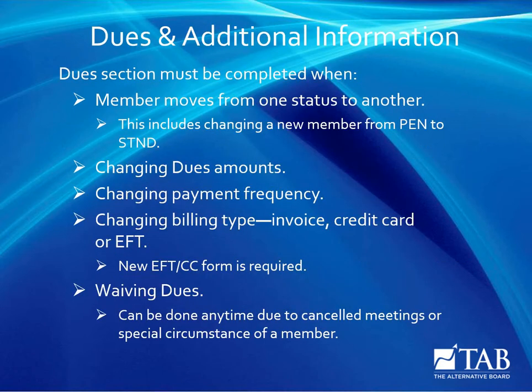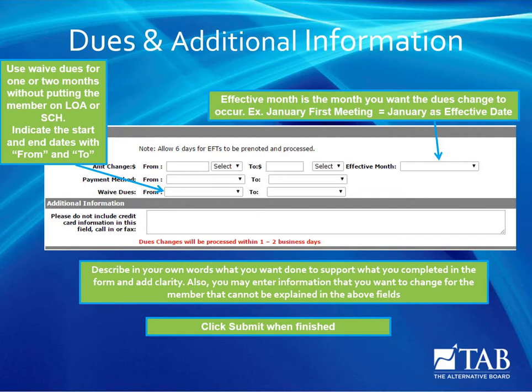The dues section must be completed when you're changing the status of a member, when you're changing the dues amounts, the frequency of the payment, the type, whether they're going from invoice to credit card to EFT or vice versa. A new EFT credit card form is always required on any changes, and if you're going to waive dues for any reason, we will also need the dues once you take them off the waive status.